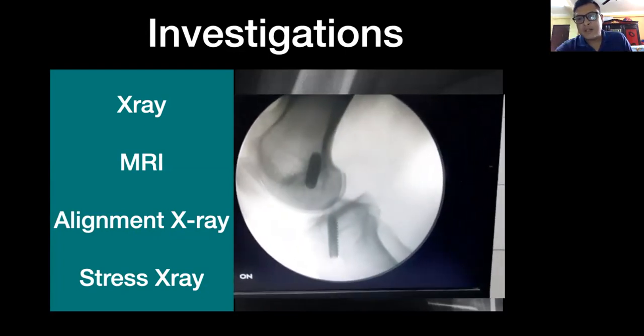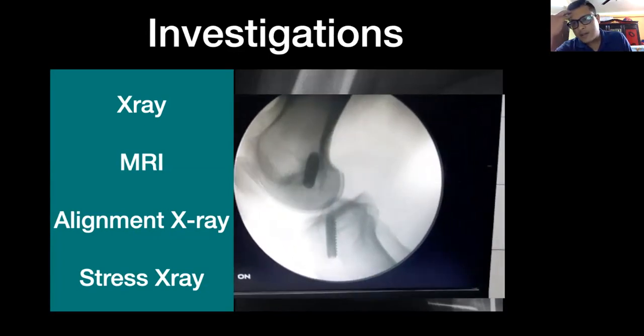We can get the dynamic views as well. I think that's a very good idea. That's a very good idea. You can do it in the OR. Naveen sir, you can adjust the C-arm nicely, and yeah, you can do it. You can do it. I have never done it, but we can do it.